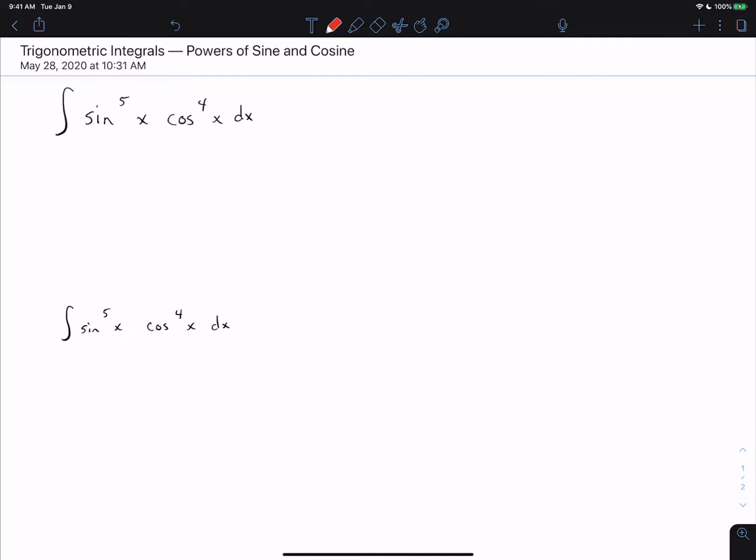And so let's start by looking at this problem. If you look closely, the problem that I've got written on the screen is actually the same problem twice. And so we're going to look at two different approaches and see which one works better in this case.